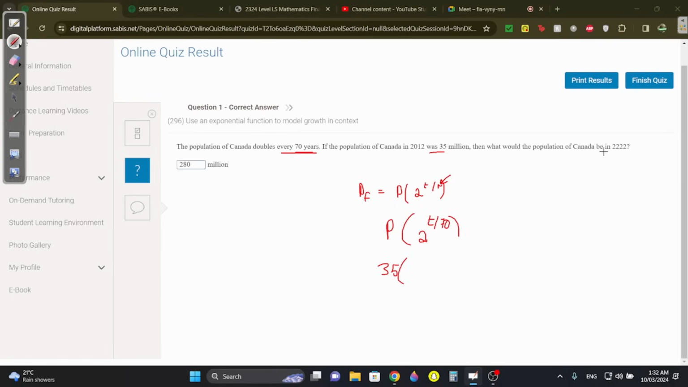Anyway, if we're starting in 2012 and we're finishing in 2222, how many years are in between? That's 210 years. So the time is actually 210. So 2 to the power of 210 divided by 70, which is just 3. You have 35 outside. This is 35 times 8, because 2 to the power of 3 is 8. You get 280.